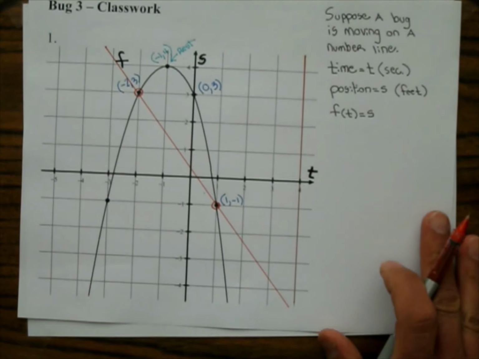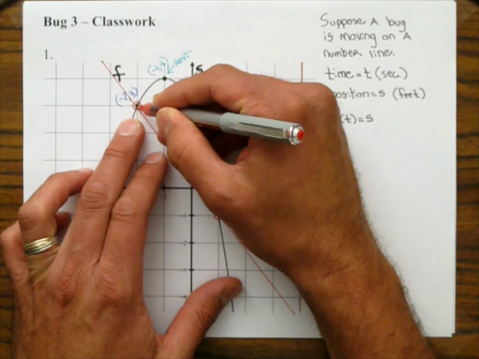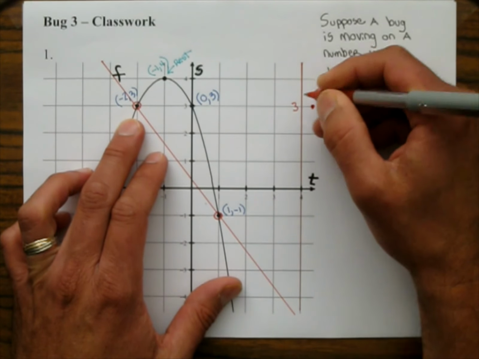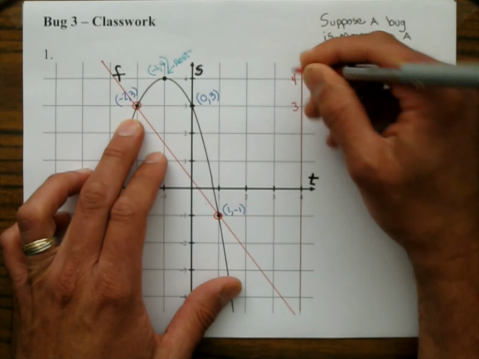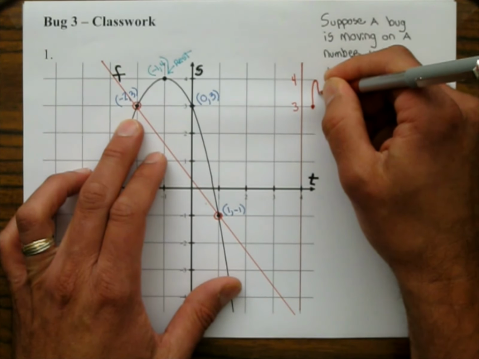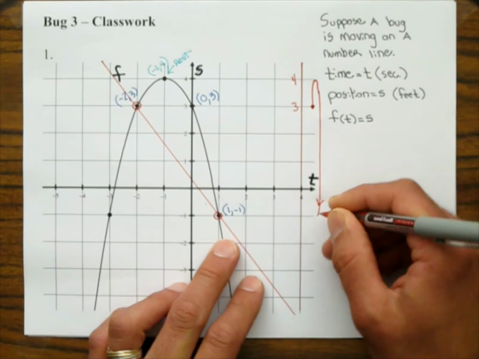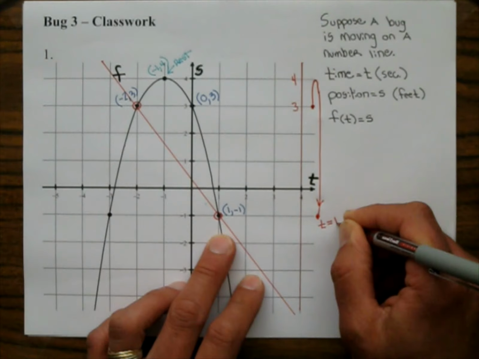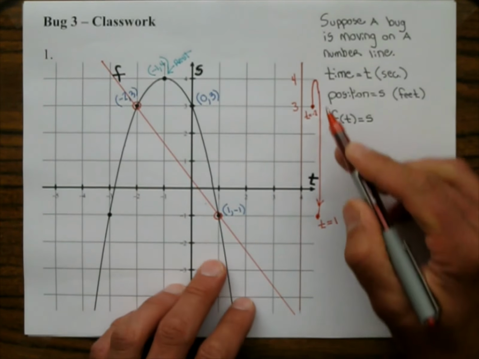And what's happening is, starting right here, you're at 3 on the number line, and you go up to 4, and then you go down to right here. And this is of course going to be time 1, and then over here was time -2. So that's what the bug's doing.